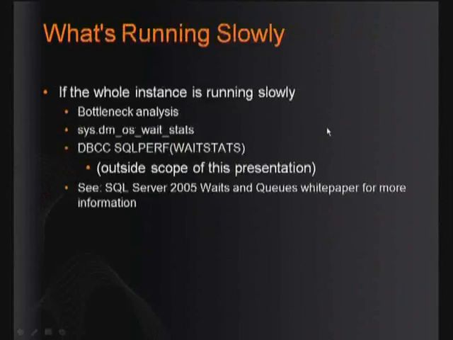What's running slow? Well, if the entire instance is running slow, then it might be best to do bottleneck analysis. And I'm not really going to talk about bottleneck analysis at all in this talk. But the way you would do bottleneck analysis is you start with this nice dynamic management view called sys.dm_os_wait_stats. Now, the wait stats were around in SQL 2000. You got them with the DBCC command. And the nice thing about 2005 is that it just shows you what SQL Server is waiting on. All the wait stats are all documented now. They didn't used to be documented.